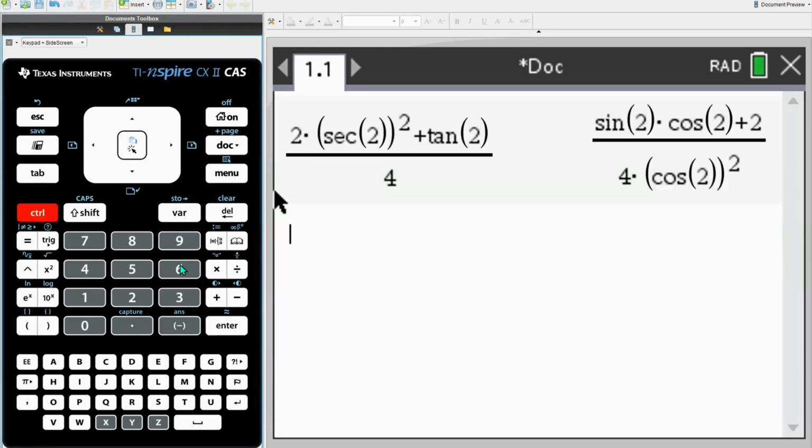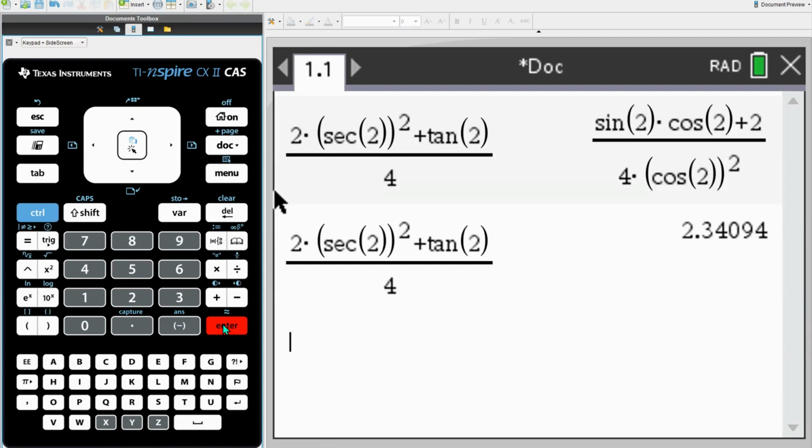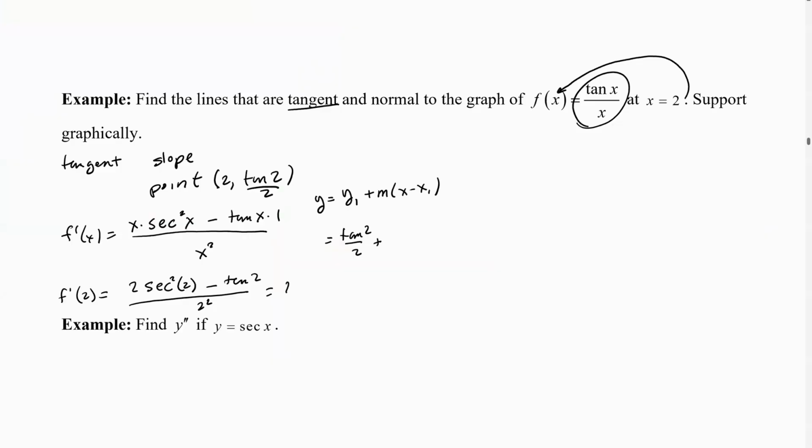Okay. It gives us an expression. I want it in terms of numbers. Okay, 2.34094. So 2.34094 times x minus 2. So we think that this is the representation of that tangent line.